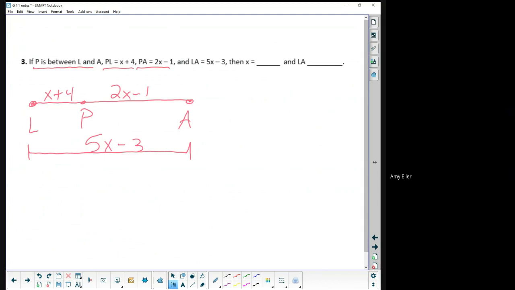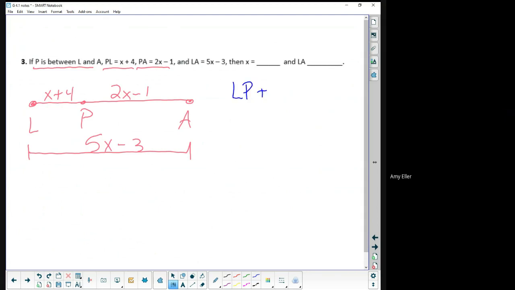I probably could if I tried hard enough, but I'd probably make a mistake if I did it mentally without showing any work. We're going to go through that process. We're going to write this segment addition postulate with letters first. I'll get you started.